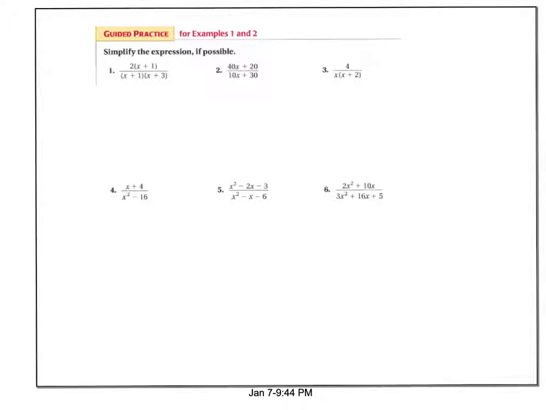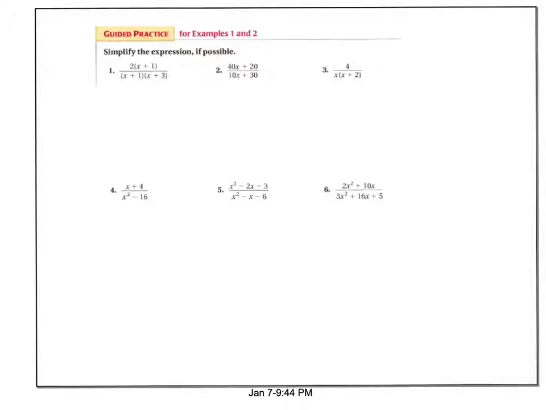Let's work these practice problems together. I'll do the first 3, and you can do the last 3. In the first problem, do you see any factors that can cancel? The x plus 1 factors cancel in both the numerator and denominator, leaving you with 2 over x plus 3.